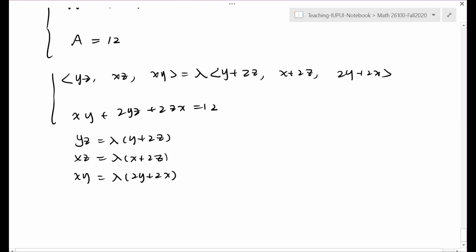So lambda cannot be 0. Now, this is an algebraic question. So how do we solve it? You can plug yz, xz, and xy into the above formula, then you get lambda and all those numbers together.